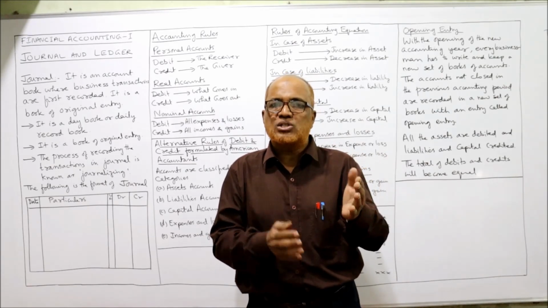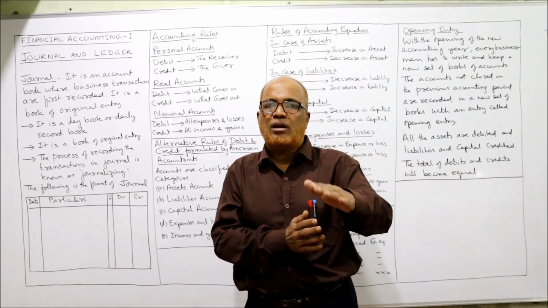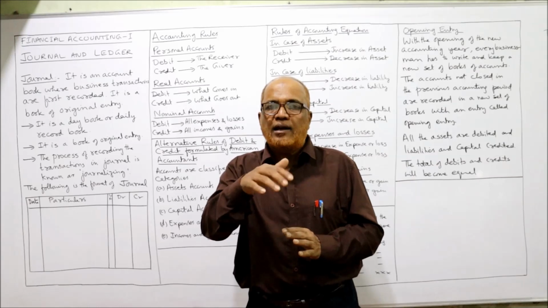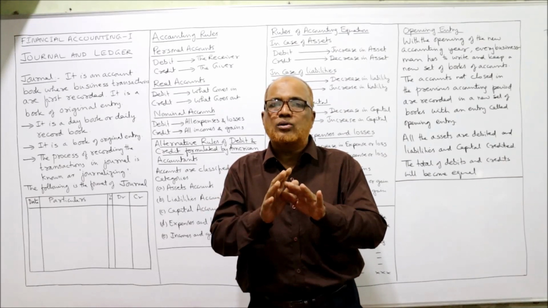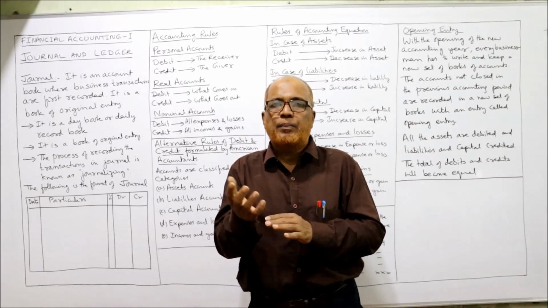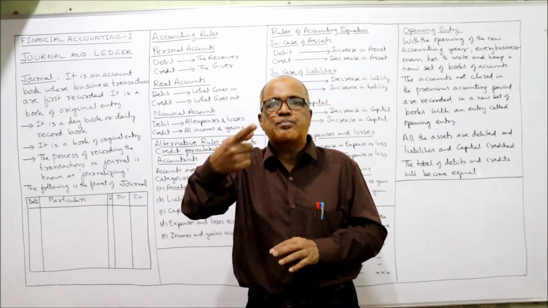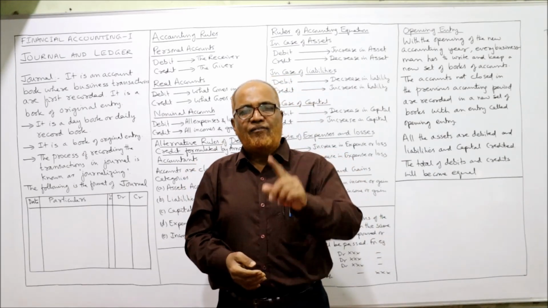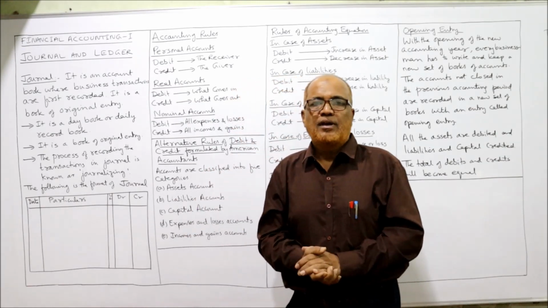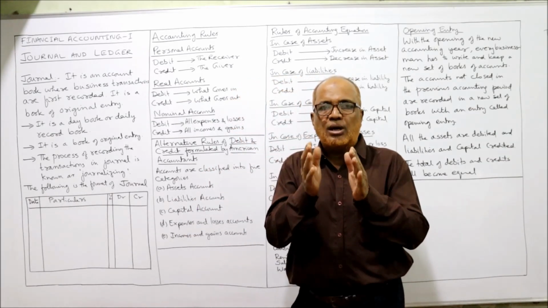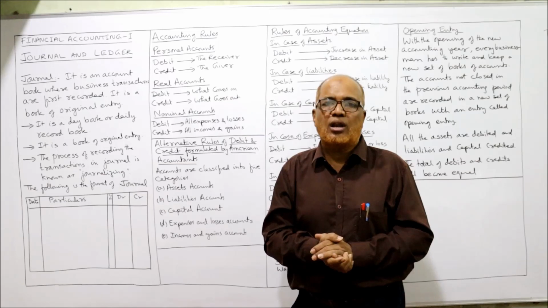Later on, the transactions will be posted from journal to ledger. Later on, at the end of the year, all the accounts are balanced, and the trial balance and financial statements are prepared. These are the steps in the accounting cycle. The first step is recording the transactions in a book called journal.